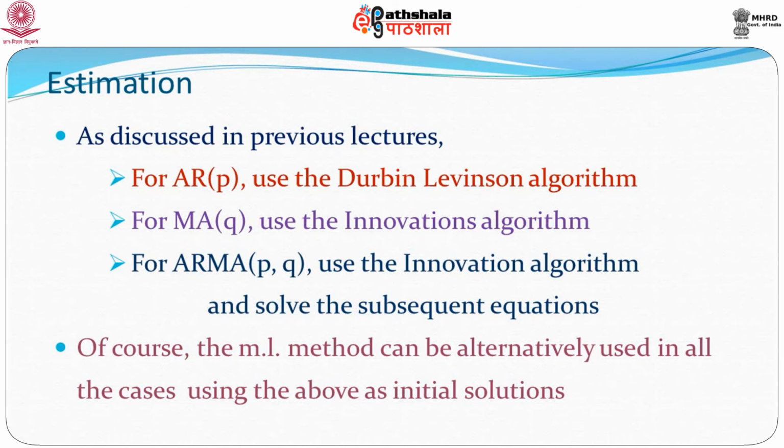Very often what is done is that the first methods are taken as initial estimates, and these are then used in the ML method for the recursive iterations that we need to do, and then we can use the ML method to get a final solution.